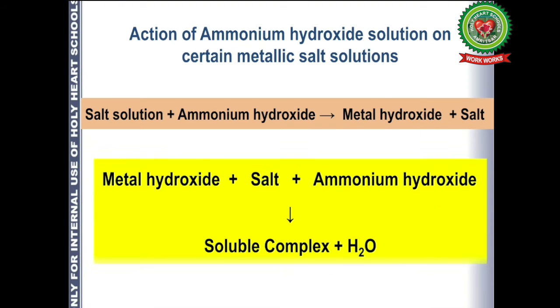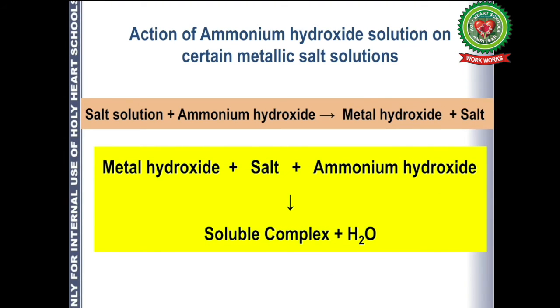The second step that we need to carry out is, to the metal hydroxide and the salt that we have got, we will further add ammonium hydroxide. That is, we will do excess addition of ammonium hydroxide and we can get either of two observations: we can get a soluble complex, or the metal hydroxide will not dissolve. So these are the two observations that we can observe.